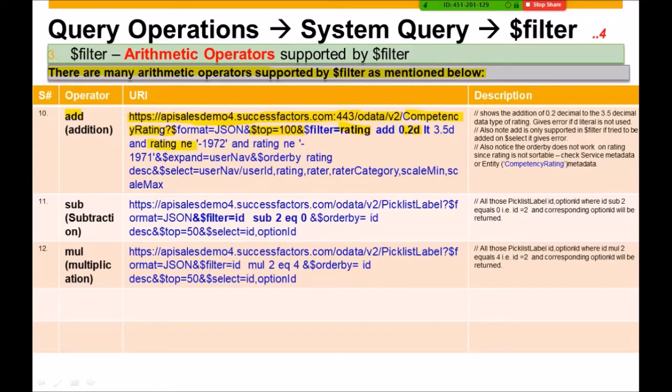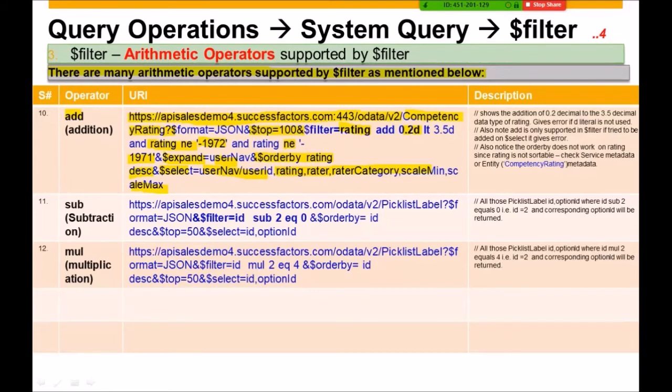Then we have additional filter criteria on the rating, where we have mentioned rating not equal to '-1972' in single quotes and rating not equal to -1971. Here we could also have done without the single quotes, as these are numbers, and since they do not involve any decimal digits, they can be placed as is without the d suffix. Now we are expanding userNav, and also ordering by rating in descending order, and selecting certain fields out of this particular object.